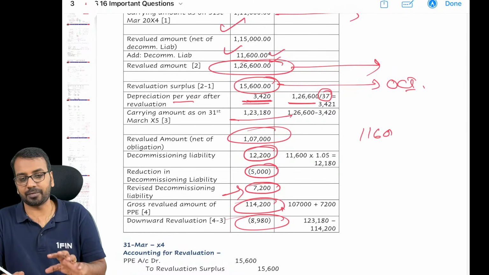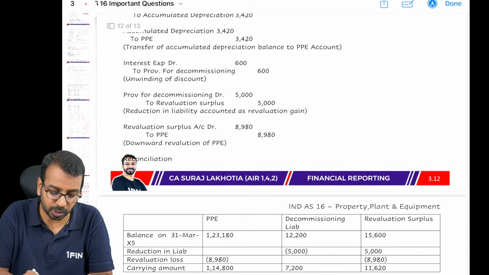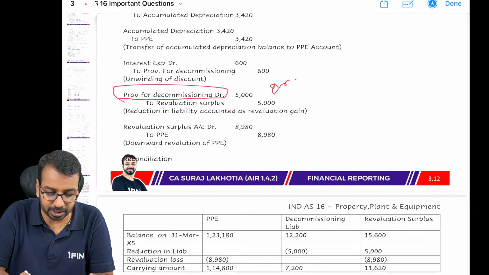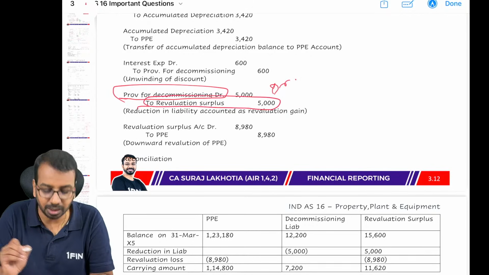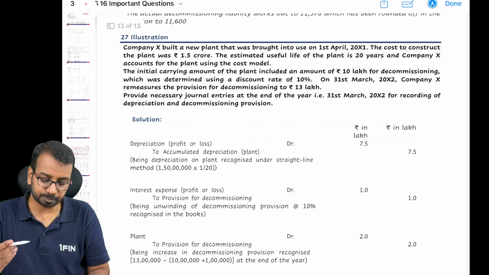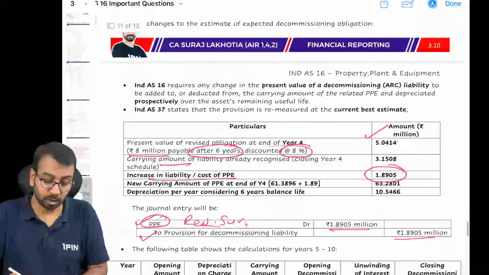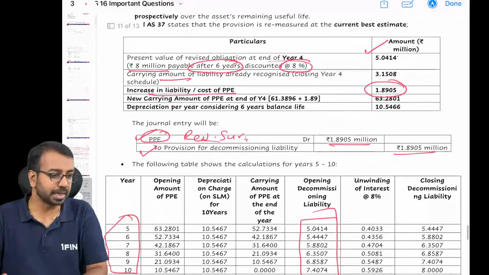This calculation, if you have done properly, then subsequent changes will not be a problem. As I told you, if there is a reduction in liability, we will debit the liability, and accordingly we will credit the revaluation surplus. Alright. So that was one thing where you have to be careful. These two questions are worth self-practice before the examination.